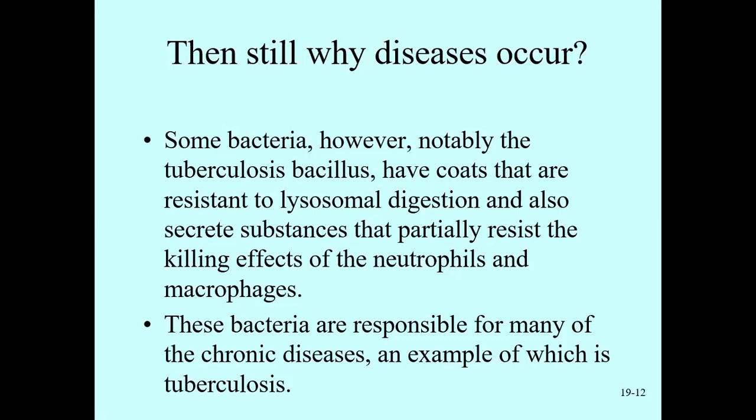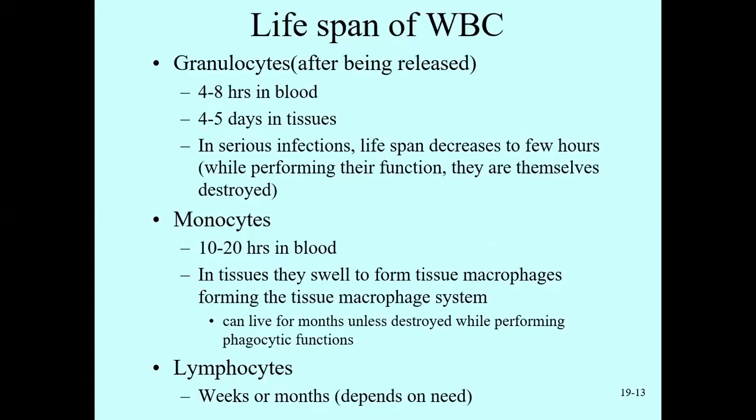But if this phenomenon is present, then why is there disease? Because if there are antibodies and chemotaxis, there should be no disease. So why do diseases still exist? Because some bacteria, notably the TB bacteria, known as the tuberculosis bacillus, have special coats that are resistant to lysosomal enzymatic digestion, and they also secrete some substances that partially resist the killing effects of the neutrophils and the macrophages. So these bacteria are responsible for many chronic diseases, an example of which is tuberculosis.